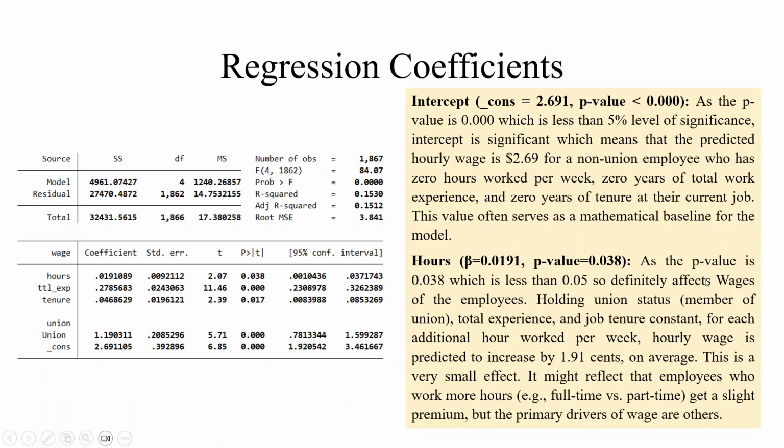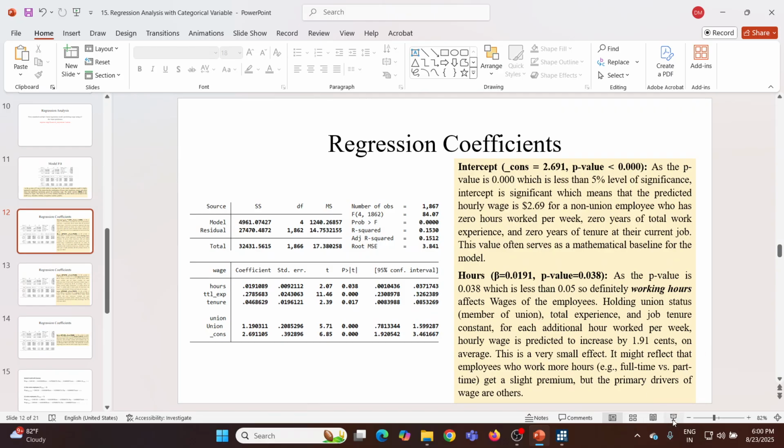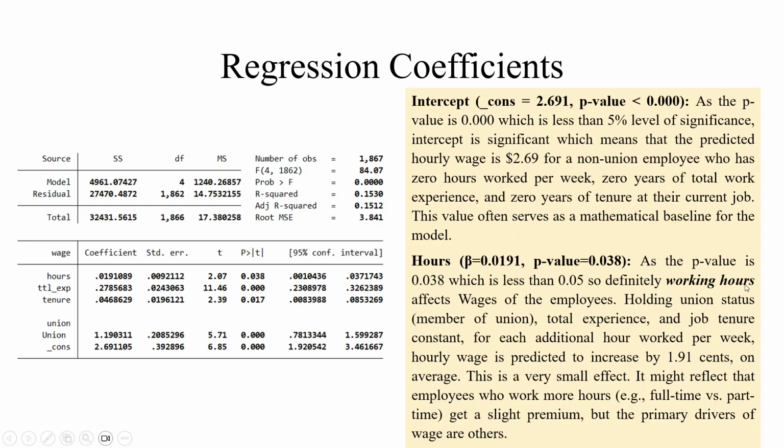What will we write? As the p-value is 0.038, which is less than 0.05, definitely hours worked affects wages. So definitely working hours affect the wages of the employee. Holding union status, that is membership of a union, total experience, and job tenure constant, for each additional hour worked per week, the hourly wage is predicted to increase by 0.0191.